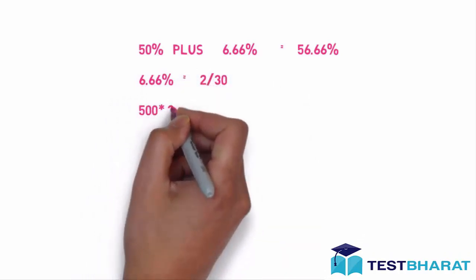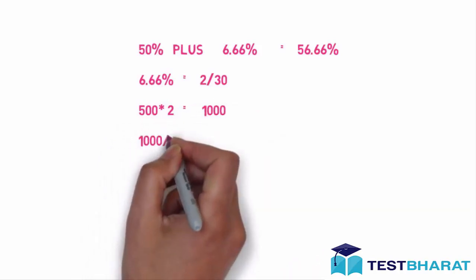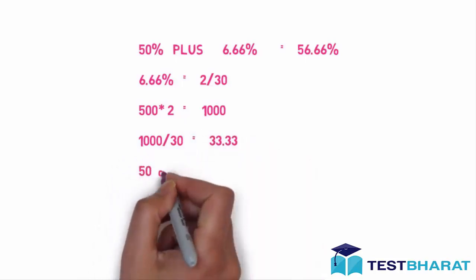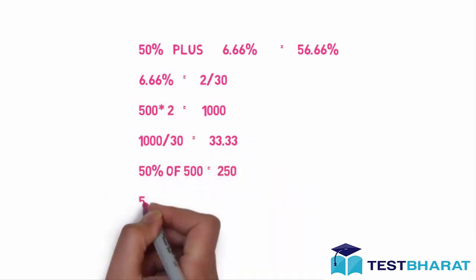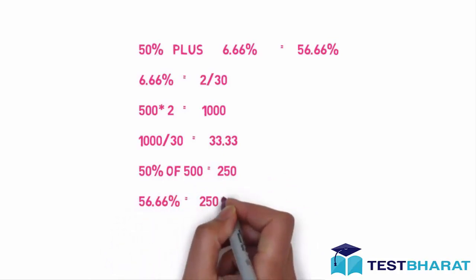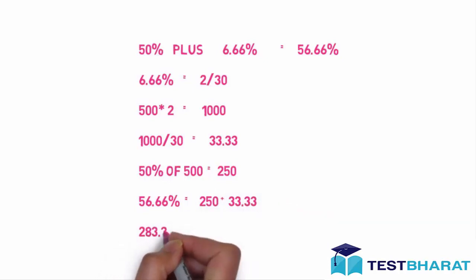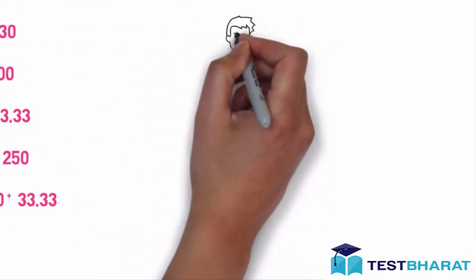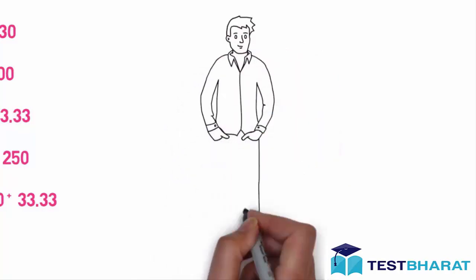Now we will find out 2 by 30 of 500. That is easy. We can just multiply 500 by 2 and then divide it by 3 to get 33.33. Now when we add 50 plus 6.66, we will get 56.66%. Otherwise we would have to calculate it by multiplying 56.66 into 500. That will be more calculative. Now 283.33 is our answer. As we have seen, we can use fractions to calculate percentages faster.